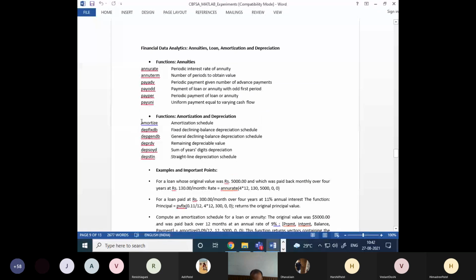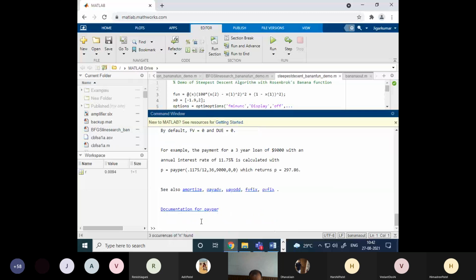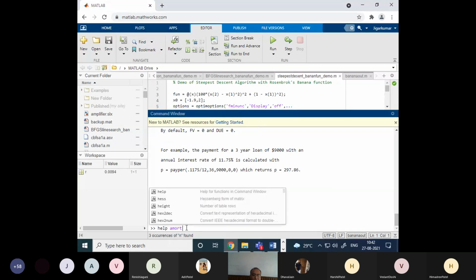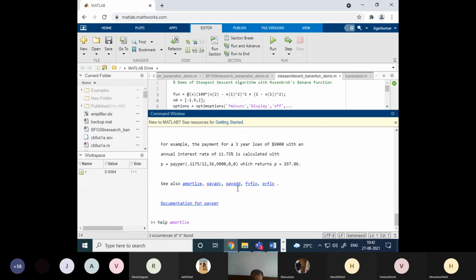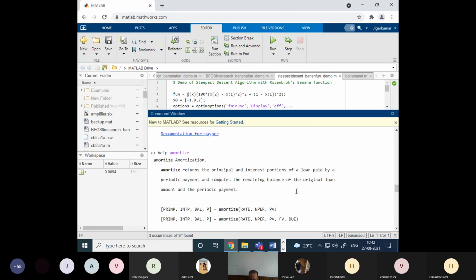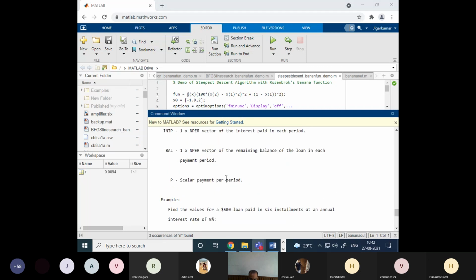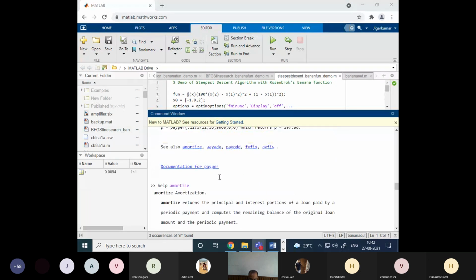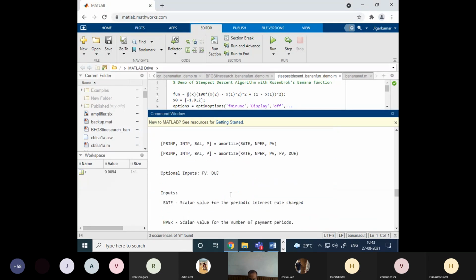For that, we have to use this function amortize. Let me take the help of this in MATLAB. So I type help amortize. You see, what is this? This gives me a complete schedule of the loan. Yes, amortization schedule. It returns the principal and interest portion of a loan paid by periodic payment and computes the remaining balance of the original loan amount and the periodic payment. So it gives you a complete picture.